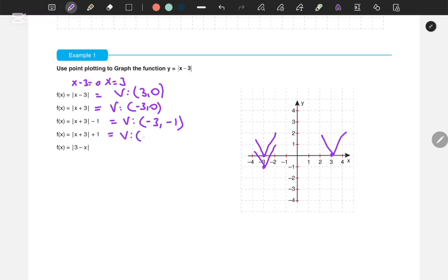Another one: x is negative 3, y is positive 1. Here we are.